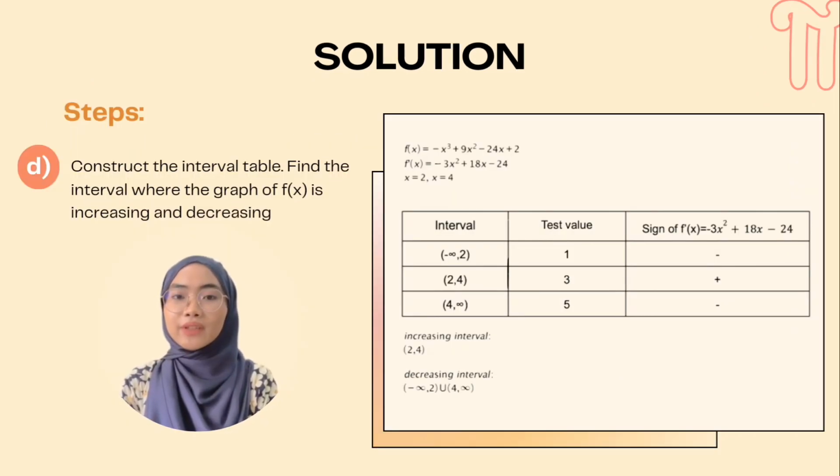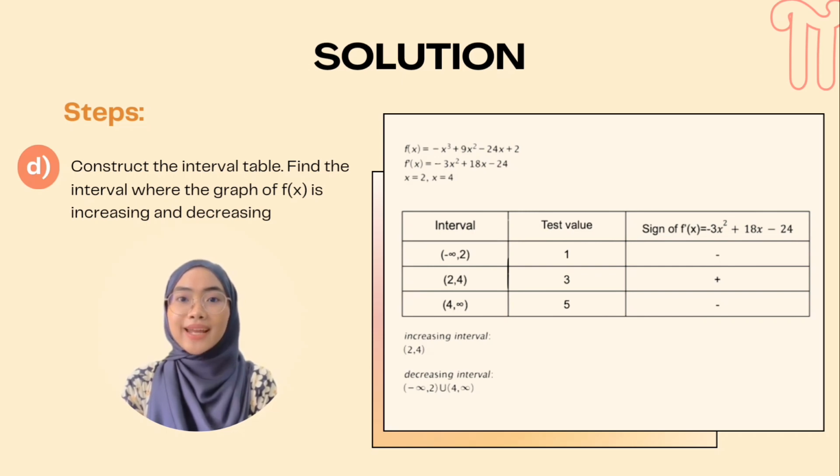Next, find the interval where the graph of f(x) is increasing and decreasing. From the function negative x cubed plus 9x squared minus 24x plus 2, we differentiate it and it becomes negative 3x squared plus 18x minus 24. Setting it equal to 0, we got x equals 2 and x equals 4.